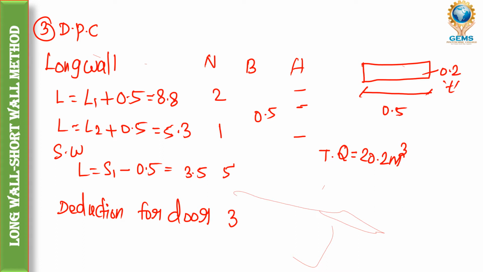So the length will be of the dimension of the door. So L equal to, we will take for deduction 1.2. Then the breadth is the same. Okay, for DPC, 0.5. Then height is nothing. So after multiplying the 3 into 1.2 into 0.5, we will get 1.8.